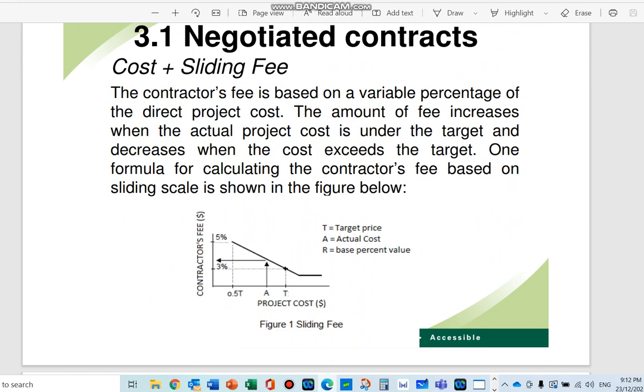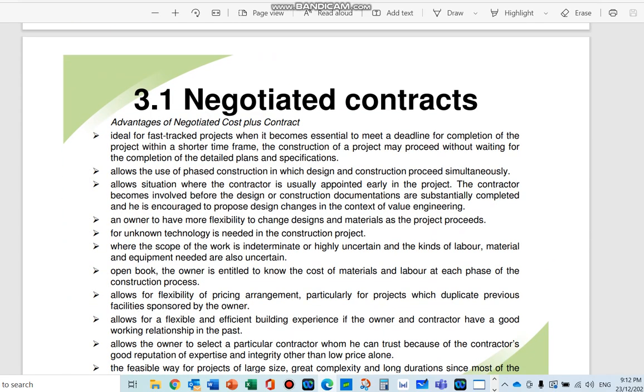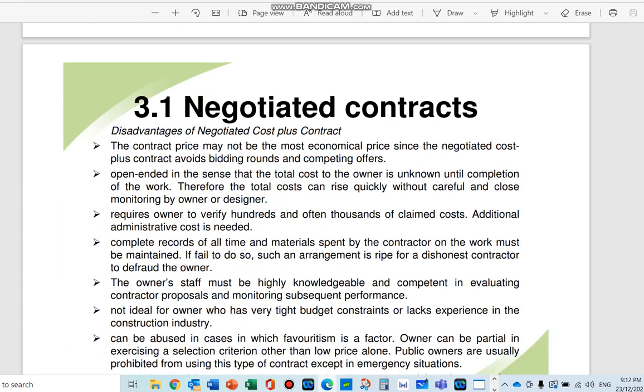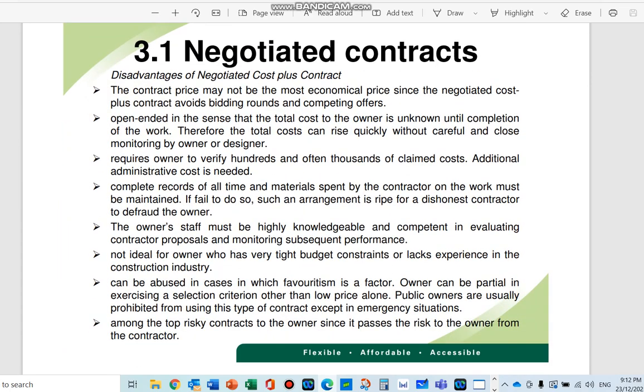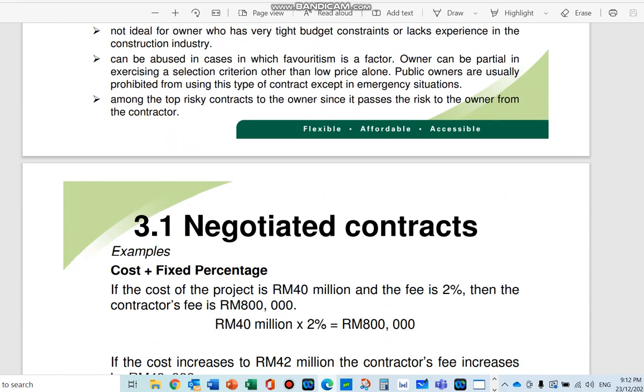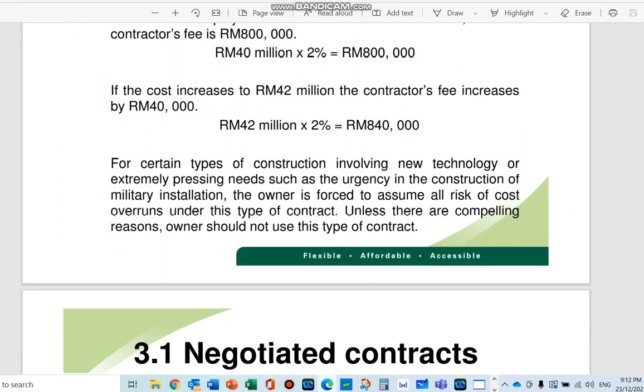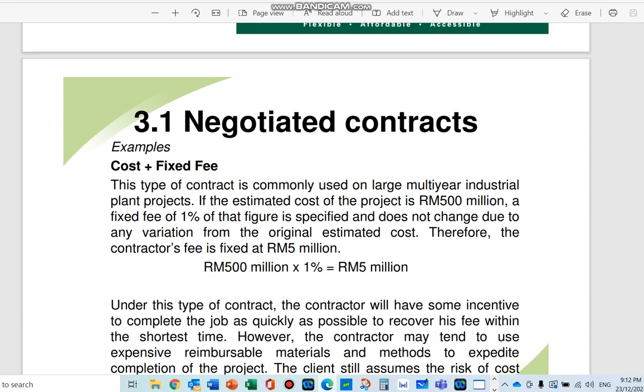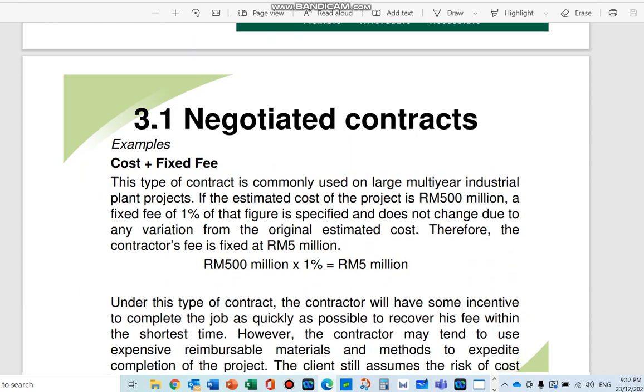So there's the actual cost and the target cost, and from the actual cost, you have these sliding fees going down. As long as you drop to that target, you get to save more, and then they will do more profit sharing. So these are the advantages of a cost plus contract, with some sort of calculation here that you can look at as well.